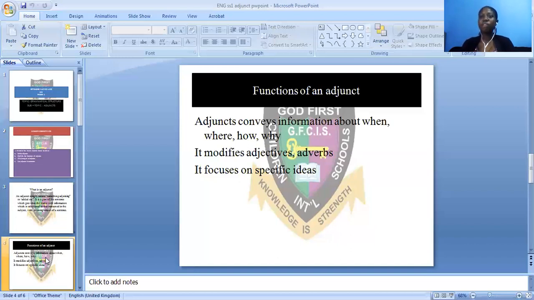The adjunct gives us more information about the manner, the place, the time, the reason why an action takes place in the sentence. Then another function of an adjunct is that it modifies adjectives and adverbs in a sentence. It also focuses on specific ideas in the sentence. When you go into the examples, you will see the variations in all of these functions.